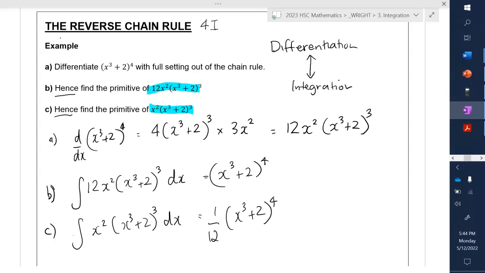And that is basically looking at the reverse chain rule. We look at what happens when we differentiate something, and we can go back and forwards, and then we can see, well, this is what I would get if I integrated this function, so how can I get the new one? And that's how we're going to work our reverse chain rule.